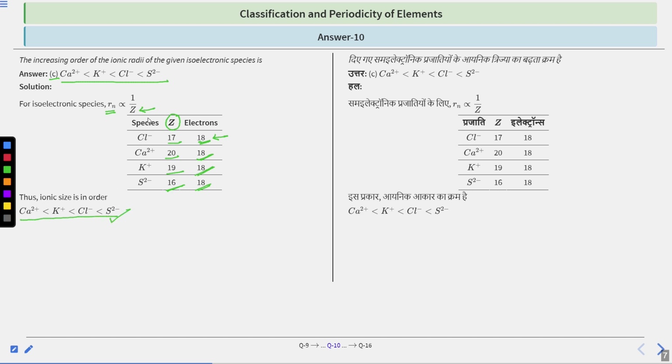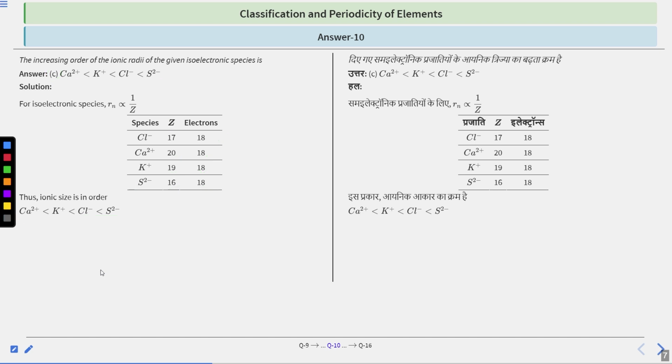S2 negative, because lowest atomic number, highest radius. Okay, so you can see that the lowest atomic number is of sulfur 2 negative. So sulfur 2 negative has the highest ionic radius, then chlorine negative, then potassium positive, and then calcium 2 positive. So this is the correct increasing order for the ionic radii of the given species, and thus the C option is the correct answer.